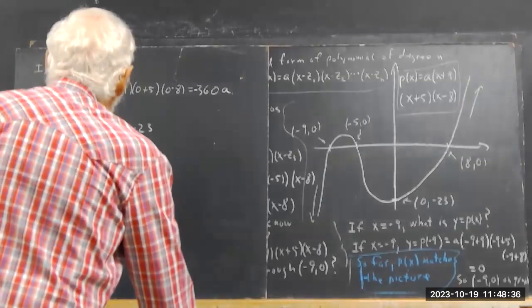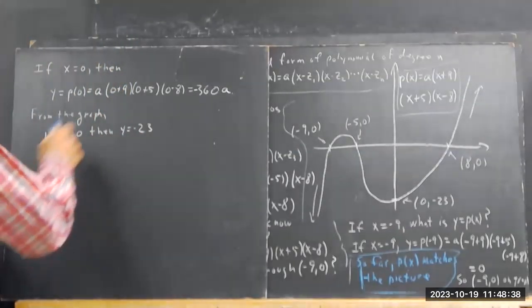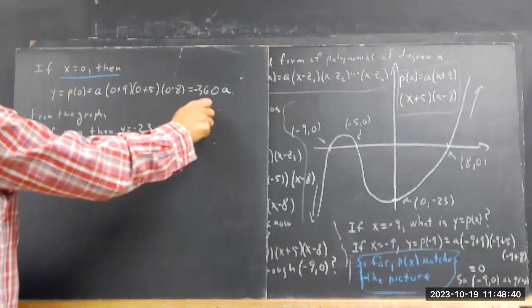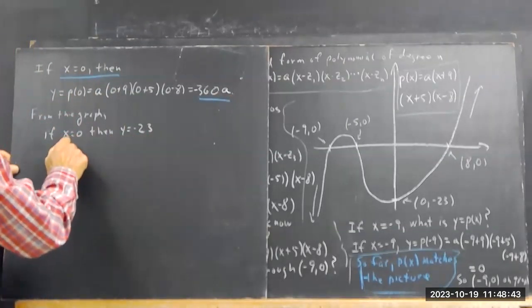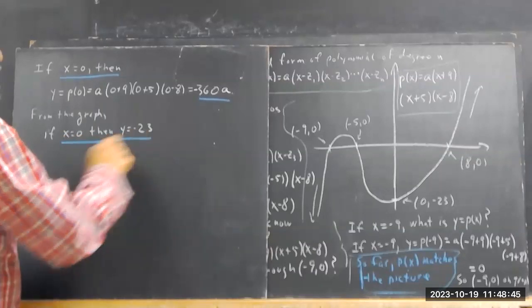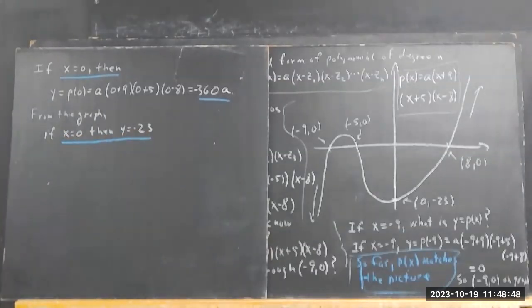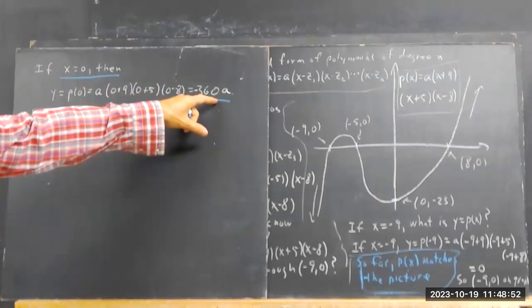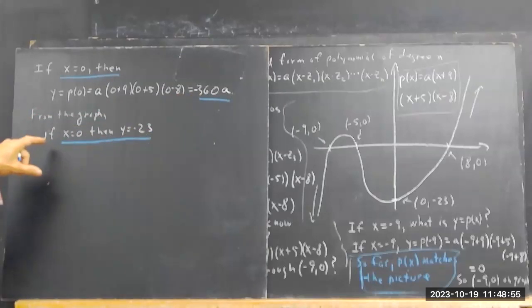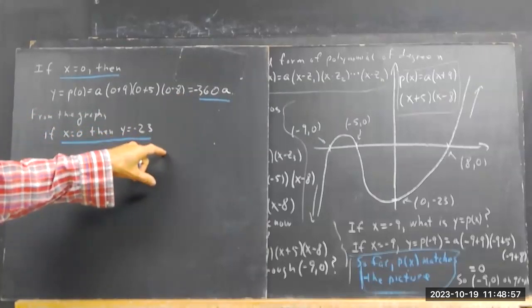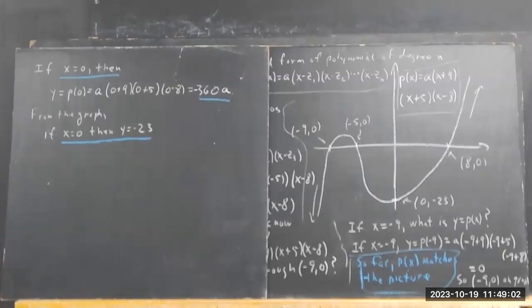If x equals 0, then we have this. If x equals 0, then we have this. Now this says that y equals negative 360a, and this says that y equals negative 23. So what does that suggest? If y equals this and y equals that, what can you conclude?